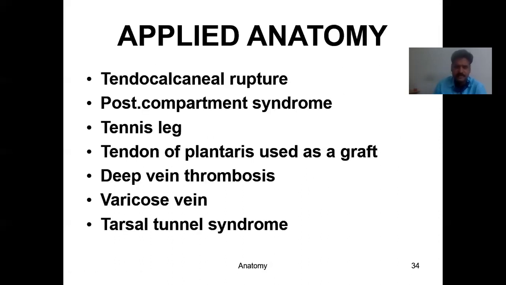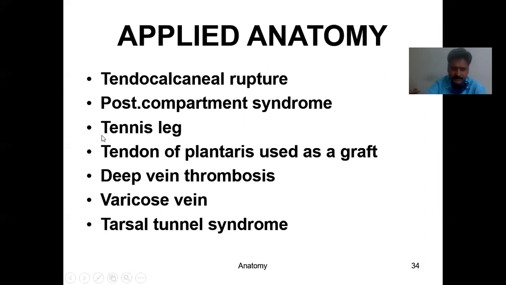So these are the applied aspects. We have tendocalcaneal rupture, which is because of forced plantar flexion. Forced plantar flexion leads to the tendocalcaneal rupture. Then the posterior compartment syndrome, which is because of the compression within the compartments of the back of the leg. The highly vascular muscles compress the nerves and vessels within the compartments, and that gives severe pain, what is called posterior compartment syndrome.